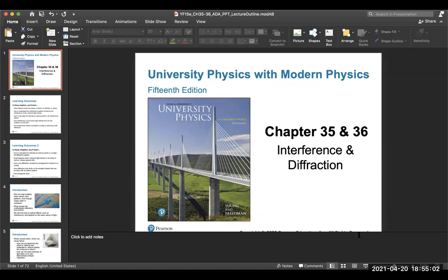There are other behaviors of waves that are relevant for our understanding of the behavior of light. And our last two topics, interference and diffraction, are related to that analysis. So, let's do it.